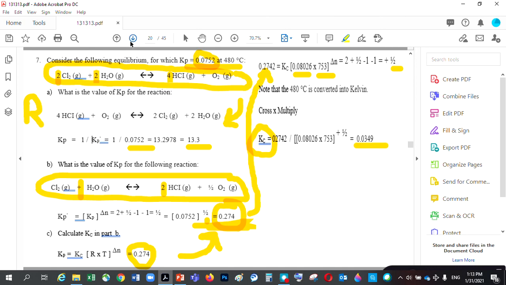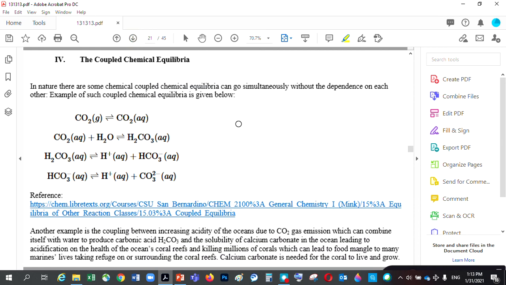The last topic is coupled chemical equilibrium. It is very unique in nature. You will see a lot of independent chemical equilibria happening at the same time without dependence on each other, and they are really very important for the ecosystem of our life on Earth. So just to give you an example here, coupled chemical equilibrium is very important. One example is what happens here in the ocean.